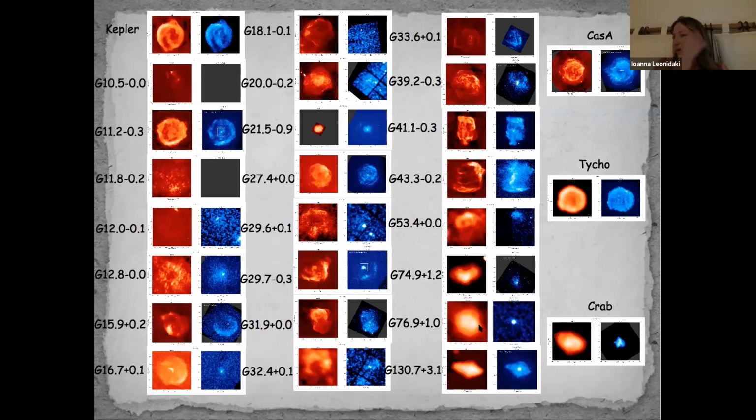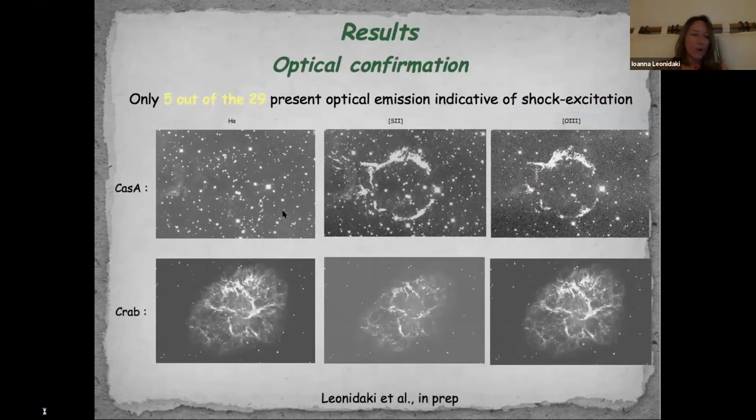Here I list all the 29 objects for which we have images in the radio and in the X-ray bands. And let me go to my results.